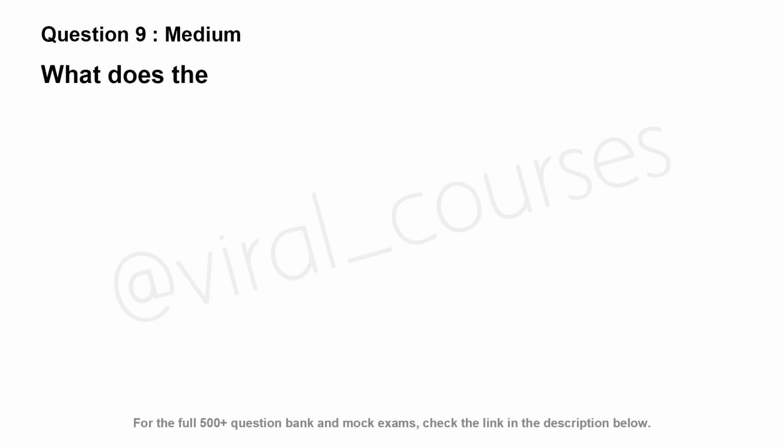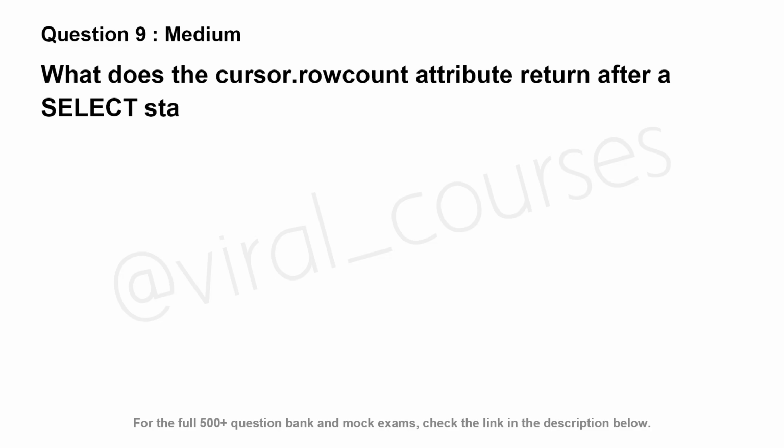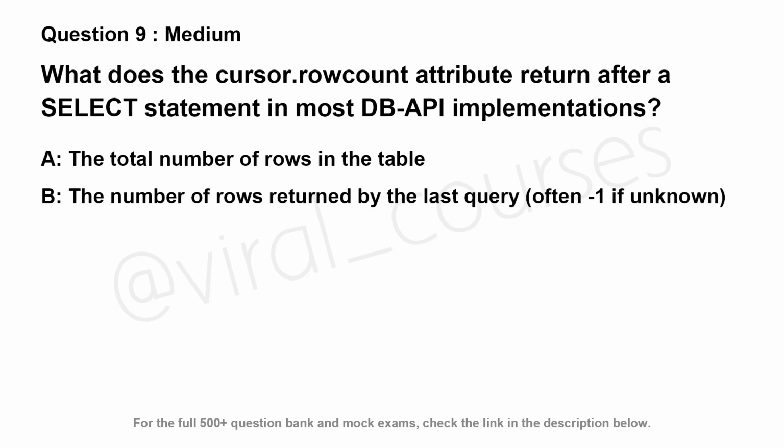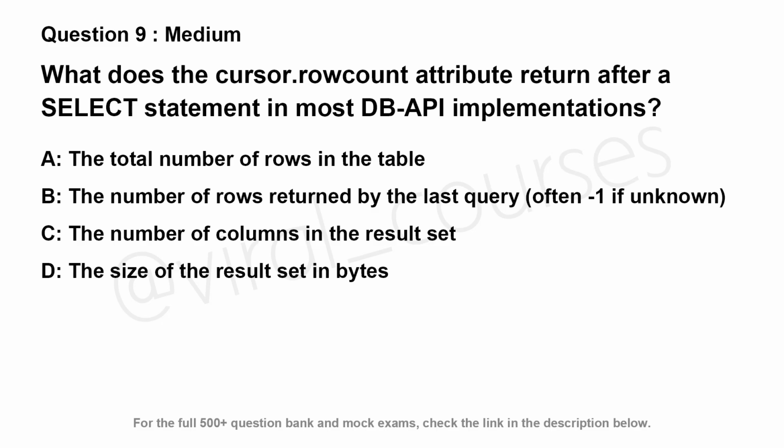What does the cursor rowcount attribute return after a select statement in most DB API implementations? Option A, the total number of rows in the table. Option B, the number of rows returned by the last query, often -1 if unknown. Option C, the number of columns in the result set. Option D, the size of the result set in bytes.